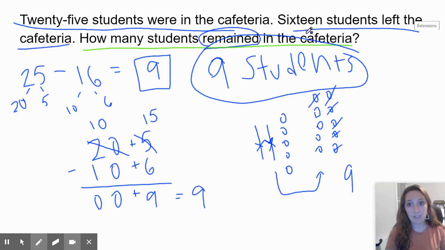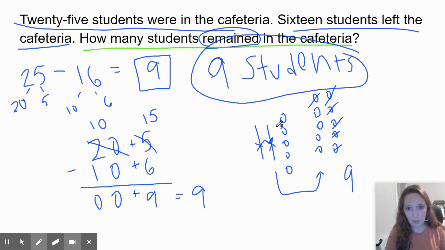25 students were in the cafeteria. 16 students left the cafeteria. How many students remain in the cafeteria? Okay, so the numbers were 25 and 16, and I'm going to take away 16. 25 minus 16. Okay, great. So I wrote the numbers. I did my equation correctly. Now I'm going to make sure I drew it correctly.